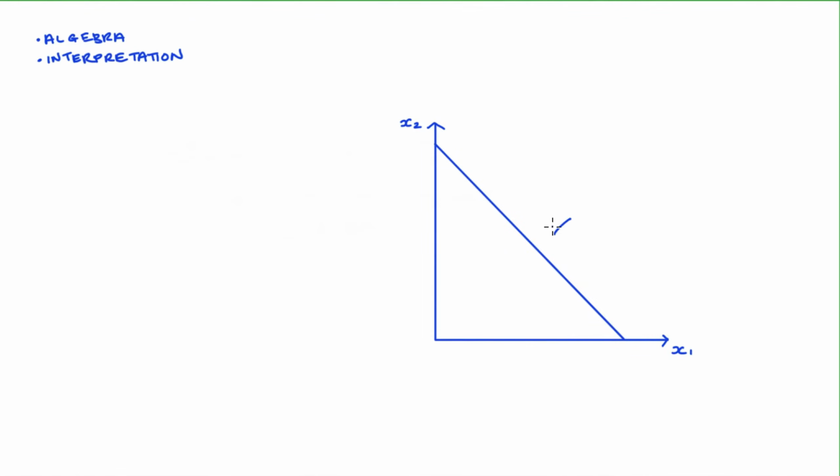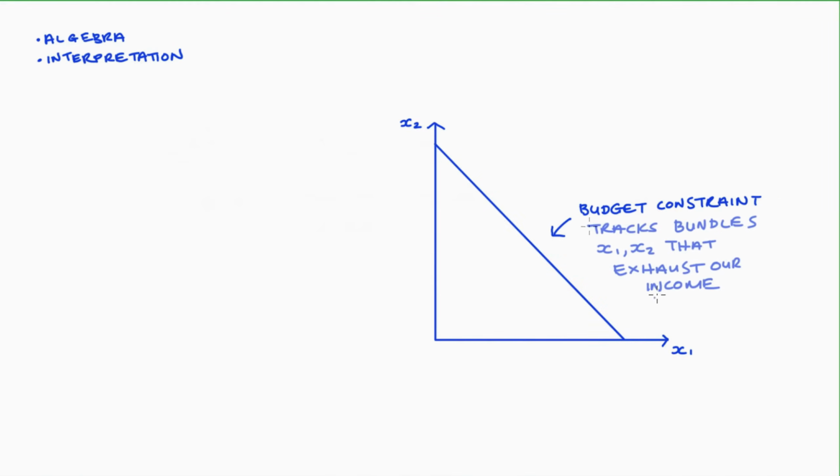Now, a budget constraint will typically look like this diagram to the right here. It's downward sloping, and the whole point of this line is that it tracks the various bundles of two different goods that we can exactly afford given our income and the price of each good. So the bundles that completely exhaust my income.